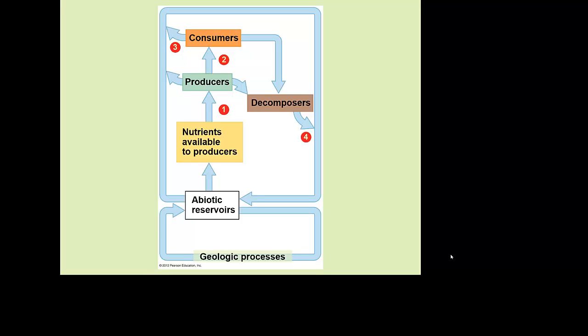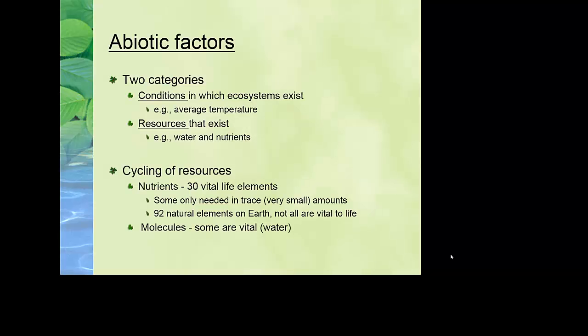available in these systems. And primarily what we focus on with our abiotic factors are two major categories: the conditions of the environment, so things like temperature, rainfall, and so on. But then we can also look at the resources that exist, so nutrients, the water availability, not just the rainfall. And primarily what we look at as far as these types of nutrients would be, there are 30 vital life elements, or 30 vital nutrients, that you have to have.